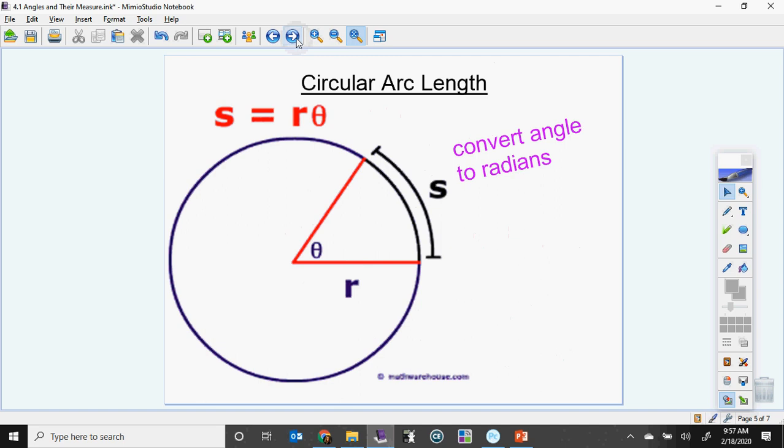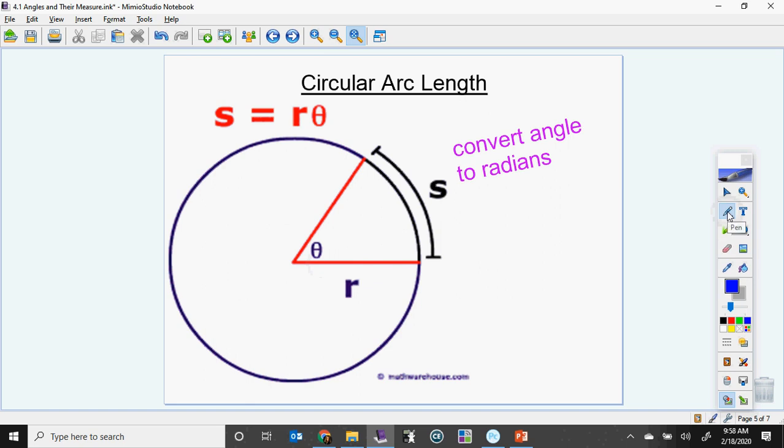Let's switch to circular arc length. Okay, so what it's saying is that we have some circle. There's our circle. We have some angle right here, and this little symbol right here is called a theta. You'll see it on our Greek alphabet board. Whenever we see that, it always refers to an angle. So it's kind of like x, except it specifically tells us that it's talking about an angle.